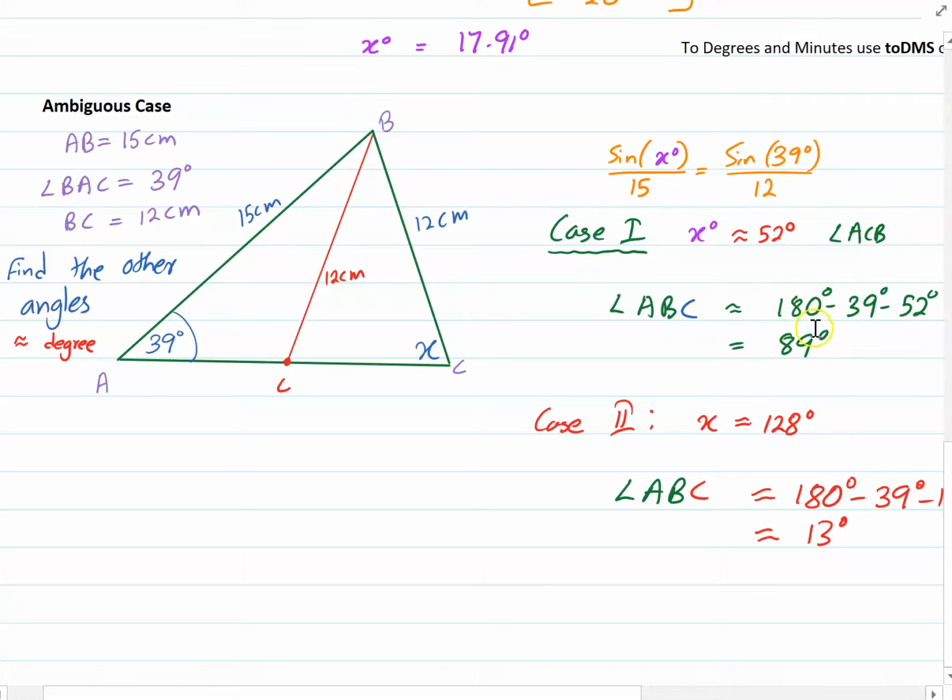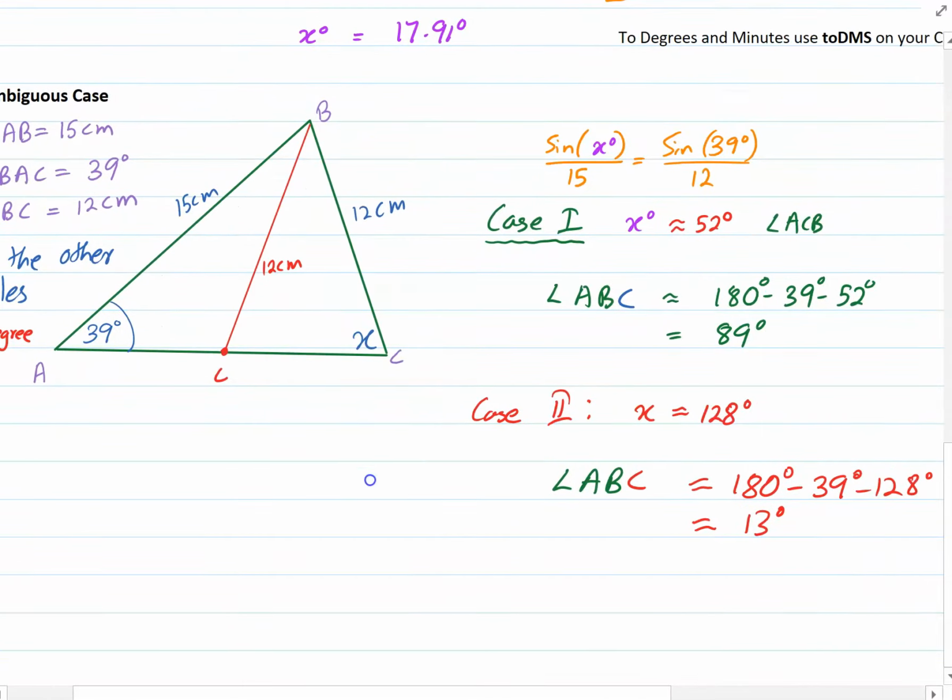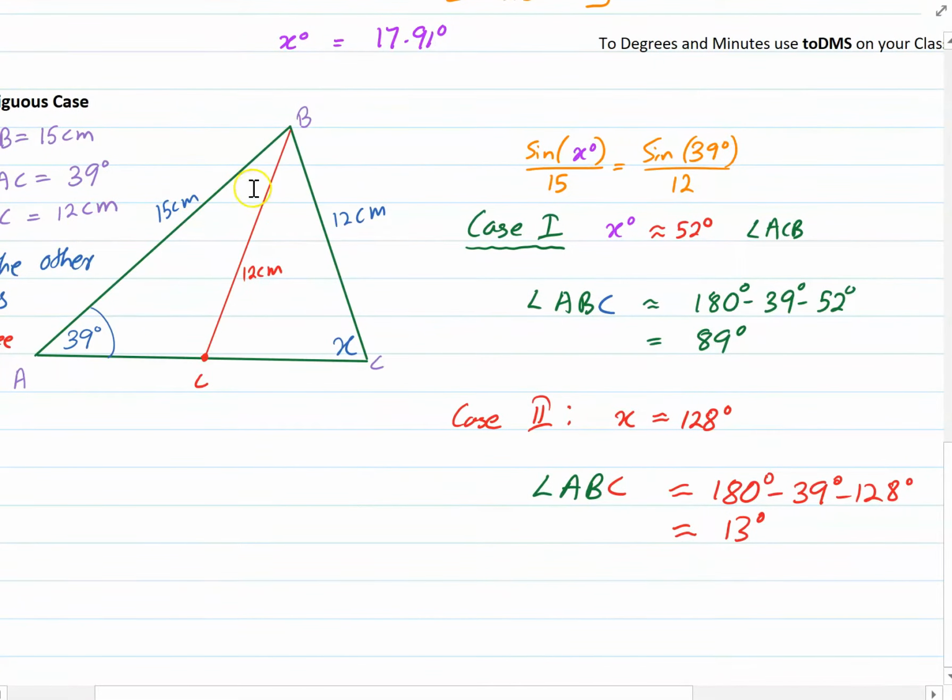So one possible set of answers for this case is 52 and 89 here. And then for the other one, when this is 128, 180 minus 39 minus 128 would give you 13 degrees. So that becomes 13 degrees. The other possible set of answers for the angles at C and B respectively are 128 and 13.